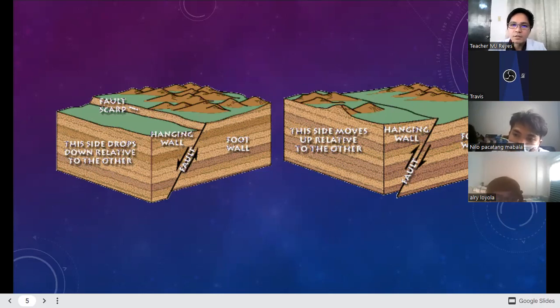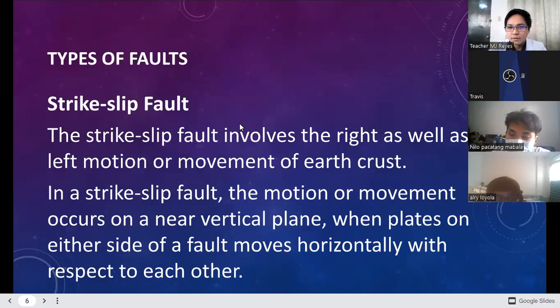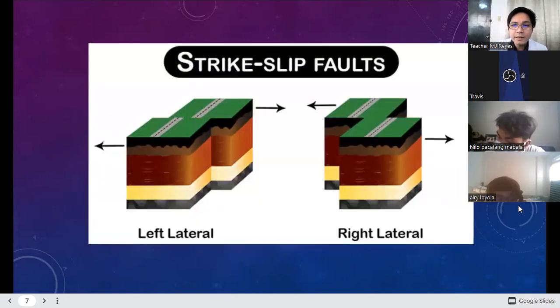Okay, let's move forward. Types of fault. Let's take a look at strike slip fault. What's with the strike slip fault? On the term itself, strike slip fault involves the right as well as the left motion movement of Earth's crust. In a strike slip fault, the movement occurs on a near vertical plane, where the planes on either side of the fault move horizontally with respect to one another. If the movement is horizontal with respect to one another, it is called strike slip fault.